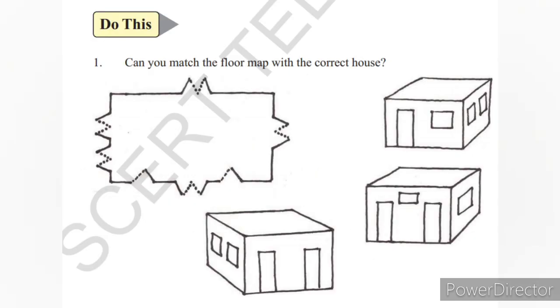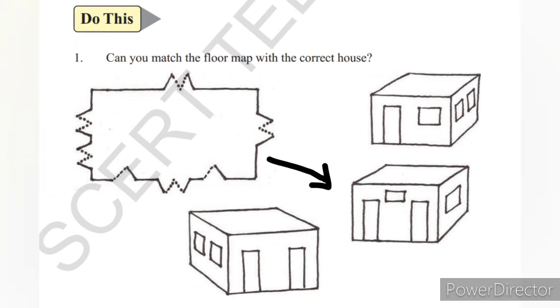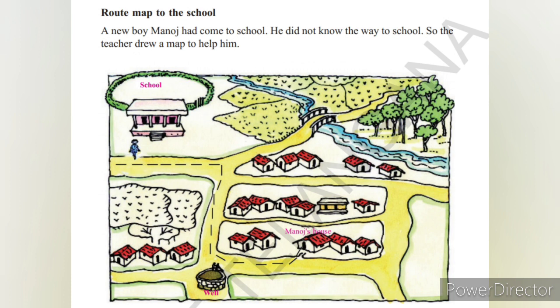Okay, do this. Can you match the floor map with the correct house? So here one floor map is given and 3 houses are given. So you have to map the correct house. Okay, which one is the correct one? The middle one. Why? See, you can see 2 doors and 1 window. Here also 2 doors and 1 window is there. Okay, understood? Next, route map to the school.